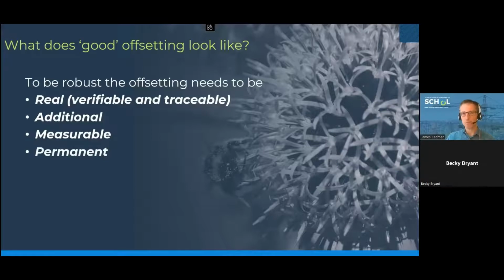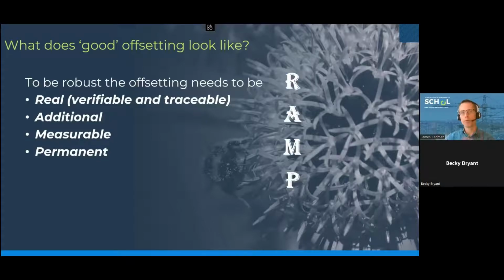And then it needs to be permanent. That's the tree example I just gave you a minute ago. Again, yes, you've got it there. Is it verifiable? Can you trace it to that woodland? Well, yeah, okay. But if they chop it down, it's not permanent. And particularly with something like biomass, natural offsetting options, it needs to be permanent because you lose that carbon that you have otherwise stored. So my way of remembering that is RAMP.